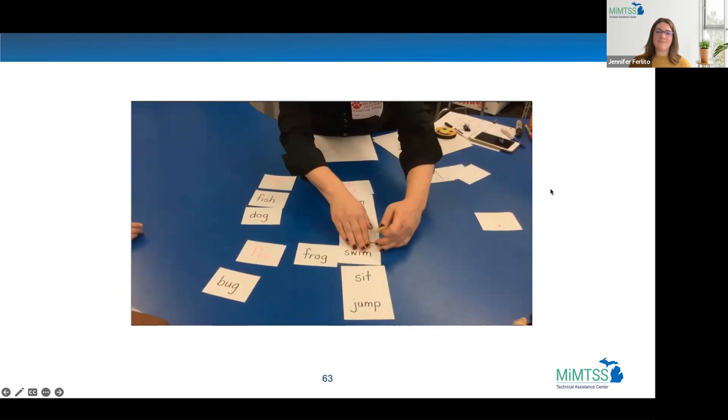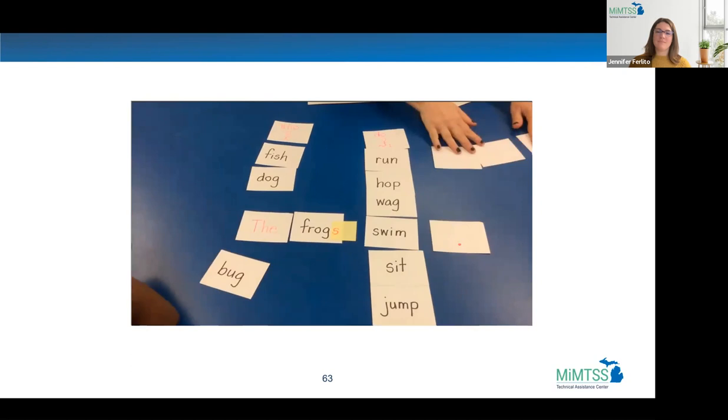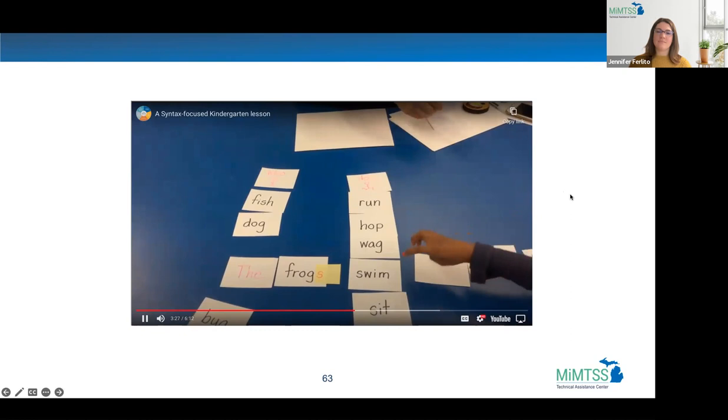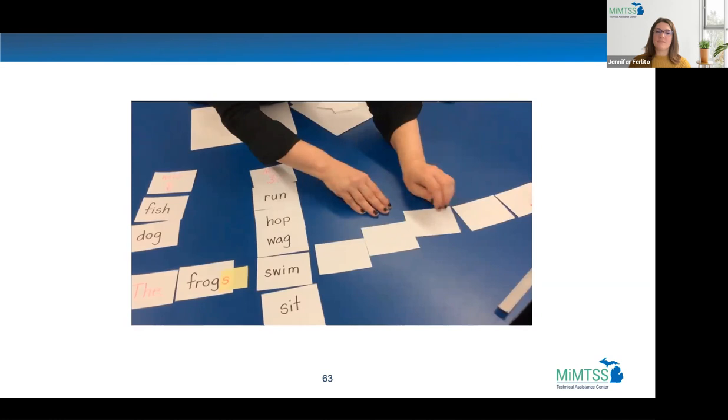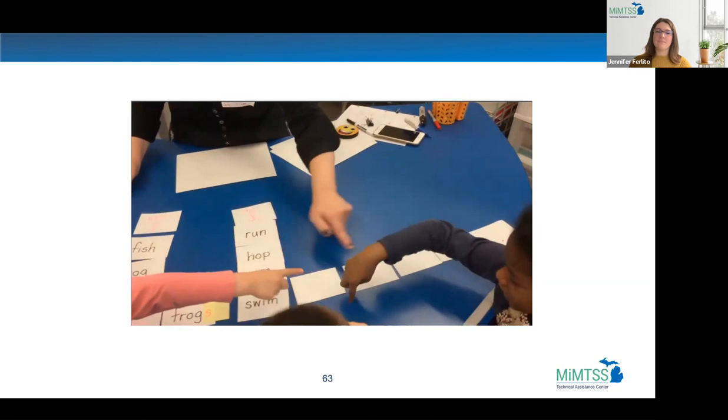I'm going to change it to this. Now what does the sentence say? Frog. Read the sentence to me. The frog swims. And let's go back to in the pond. Let's change it to not just in the pond. Let's change it to in the big. Do you want it to be big or little? Big. The big pond. Okay. Ready? Go ahead. The frog swims in the big pond. Now.